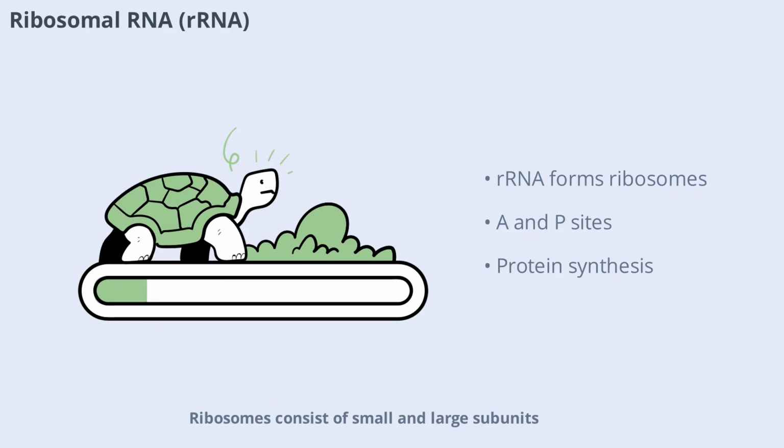Ribosomes consist of small and large subunits, which join during protein synthesis to form a complex with 2 important sites, the A site, the acceptor, and the P site, the peptidyl binding site. These sites facilitate the translation of mRNA into proteins.